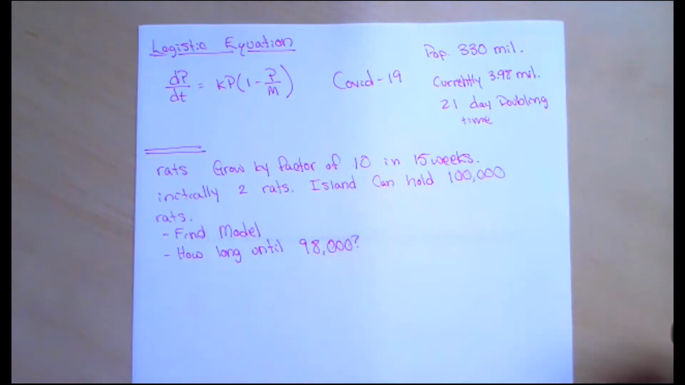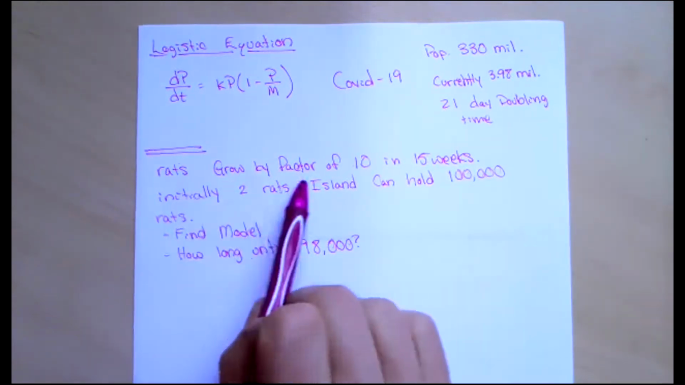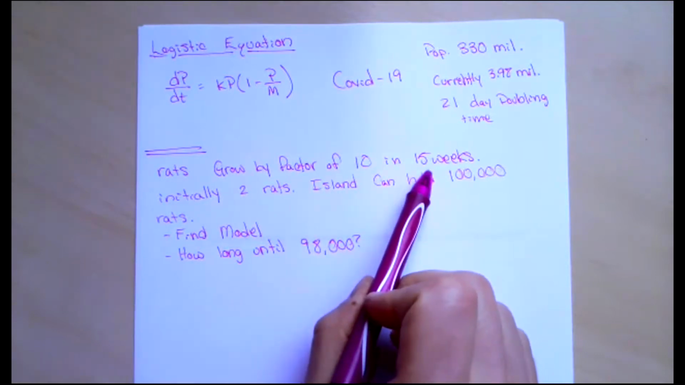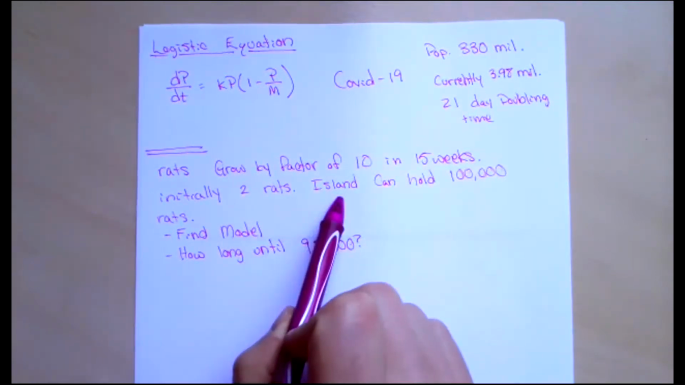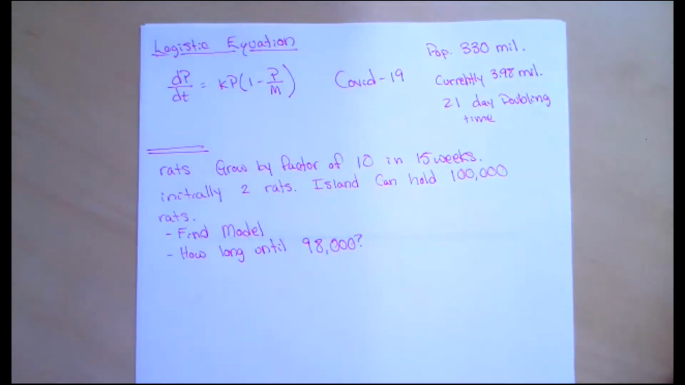Or we could just do a different example and say that, like, there's brown rats, they grow by a factor of 10 in 15 weeks. And if we have 2 rats on an island that can only hold 100,000, how long till we basically reach our carrying capacity? We could find a model for that kind of situation as well. Any votes? What do you guys want to do? COVID data. COVID, good, okay.